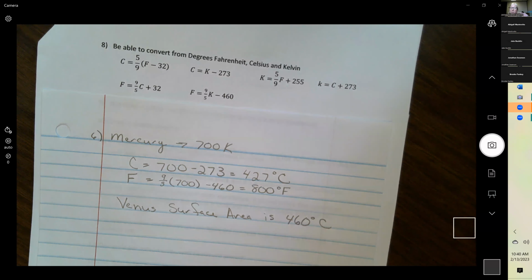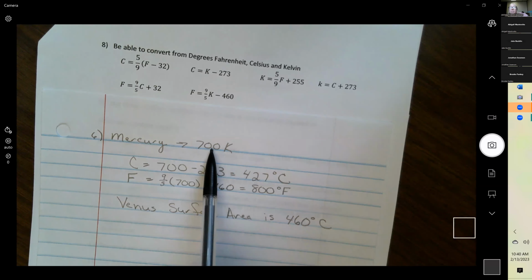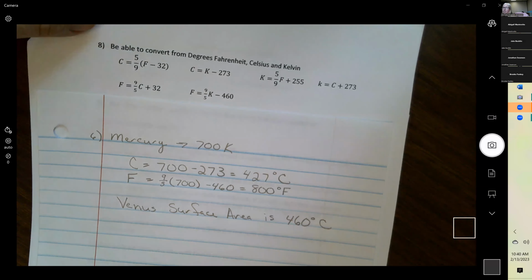The main thing I want to make sure is you know that you need to have them in the same units before you try and compare them. Any questions on that one? So you'll definitely see something like that.